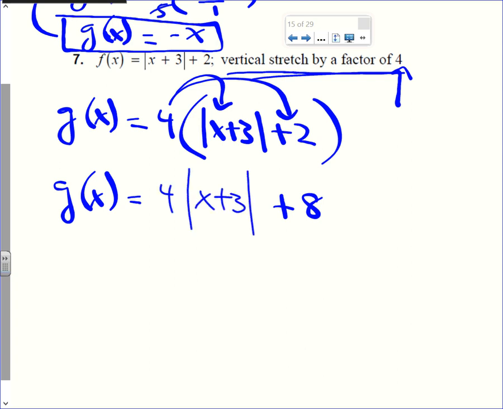There's a temptation to take the 4 and do everything inside the absolute value. Don't do that. It's 4 times that whole absolute value. Cool. So this g of x would be stretched by a factor of 4.